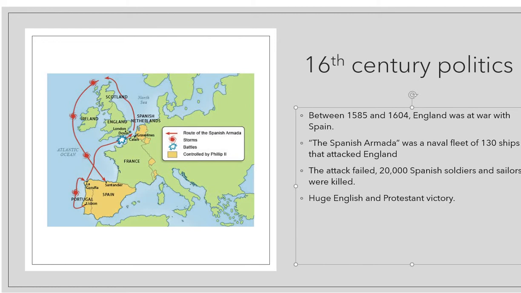Now, the Spanish Armada started right over here, and then it went all the way up to England, and as you can see, not only was there a battle in which they were decisively defeated by the English by surprise, nobody expected this at the time, but the Spanish Armada also suffered a series of storms. Between the battles and the storms, these 130 ships completely failed. 20,000 Spanish soldiers and sailors were killed, and this was seen as a huge victory for England and Protestantism, because they saw the storms as the wind of God destroying his enemies, in this case the Spanish Catholics.